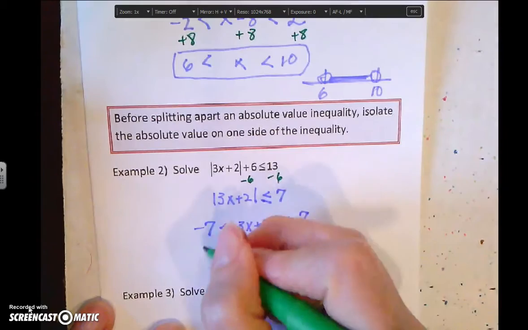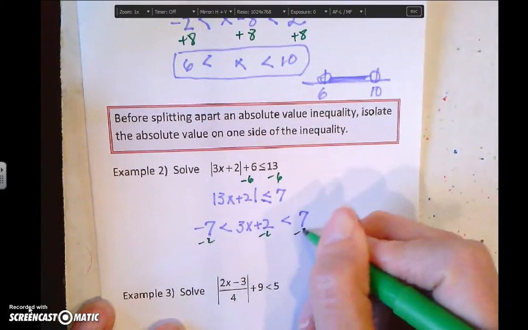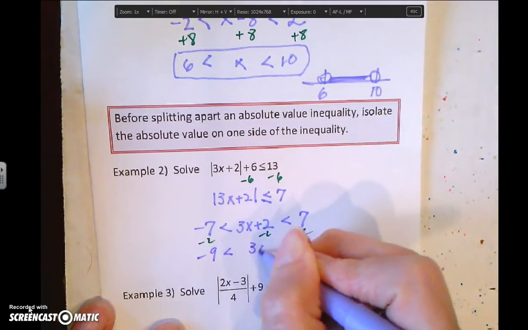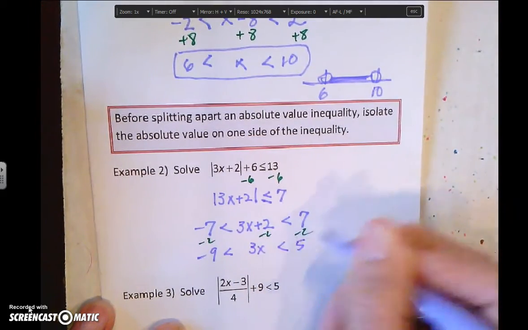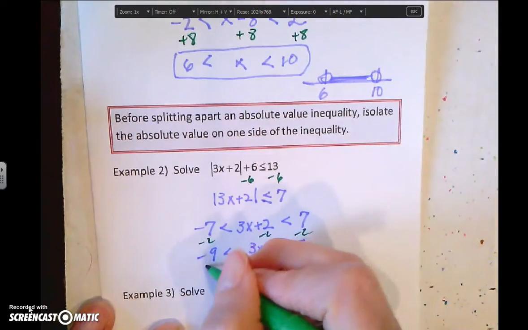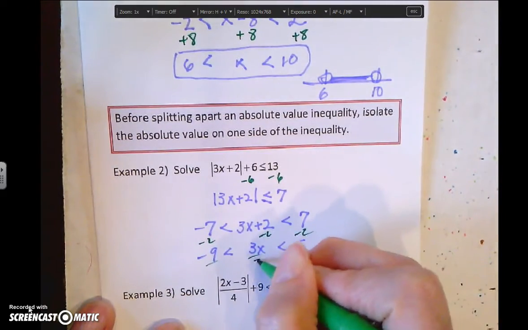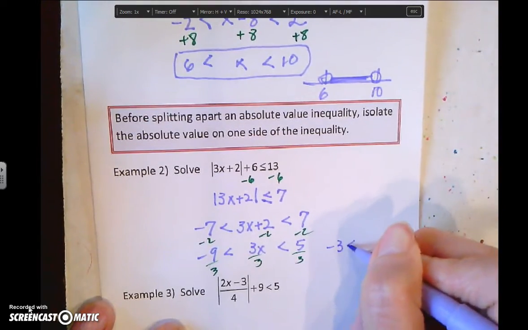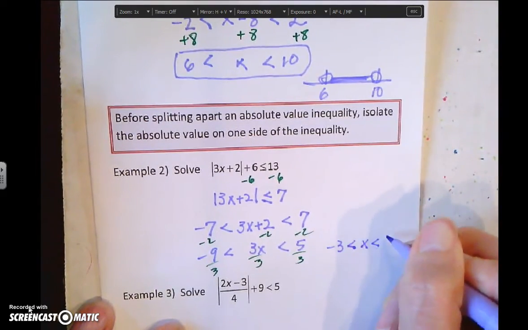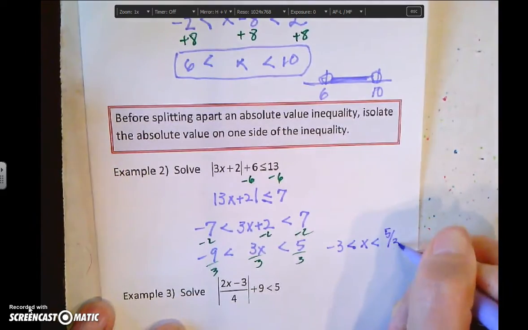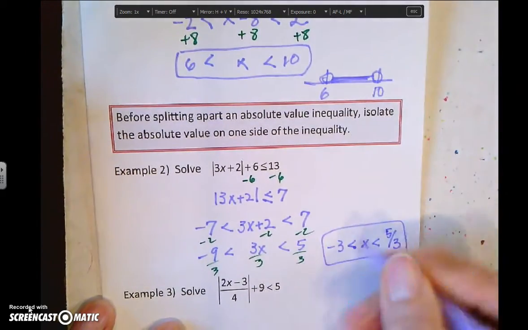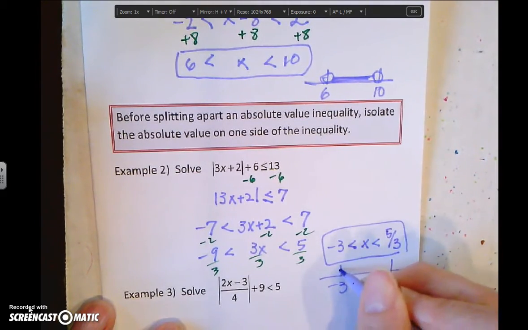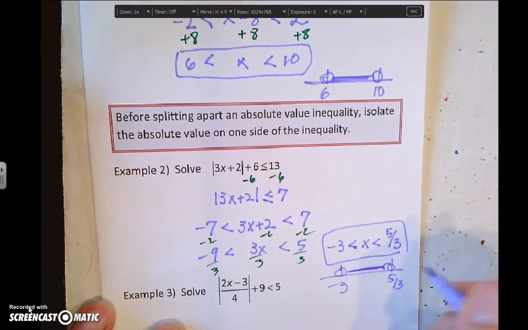So to solve it, I'm going to subtract 2 from each section and get -9 is less than 3x is less than 5. And then I'm going to divide everything by 3. And my result is going to be that -3 is less than x is less than 5/3. And again, on a number line, it would look like this here.